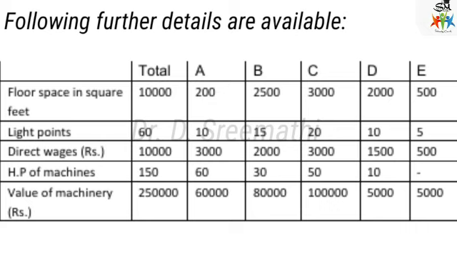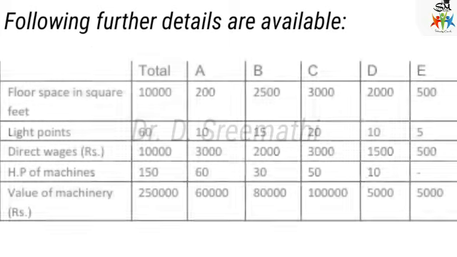Then horsepower of machines: total 150. A 60, B 30, C 50 and D 10. There are no machines in service department E. Then the value of machineries in rupees is given. It is totally 2,50,000. Department A 60,000, Department B 80,000, Department C 1 lakh and D and E 5,000 each.